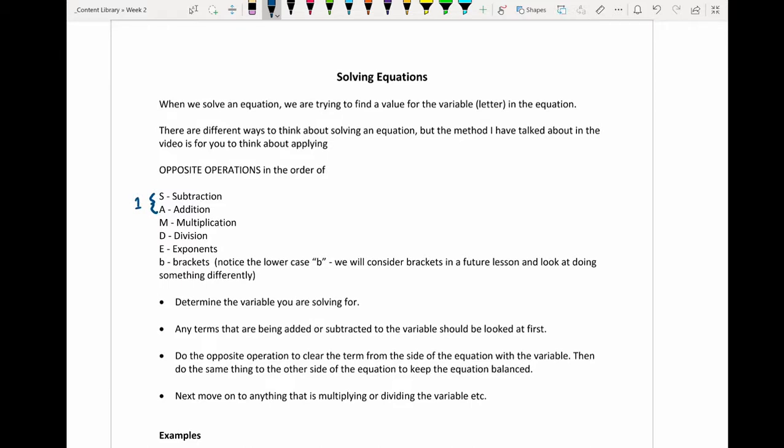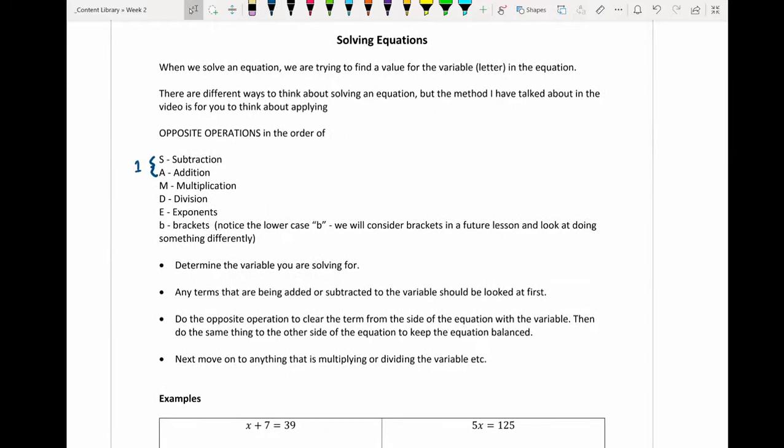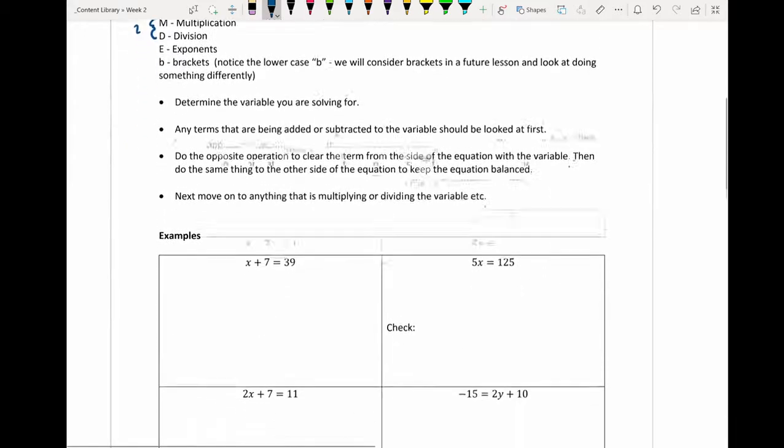Next, do the opposite operation to clear the term from the side of the equation with the variable. I'll walk through that in an example. When we do that, we have to do it to the other side of the equation as well. Think of it as a balance beam: what you do to one side, you do to the other. Because if you only do something to one side, you're shifting the balance, and it's not going to be the same as what it was. After we do that, next we move on to multiplying or dividing, because that's the second thing when we do the opposite operations. So I'm going to look at a couple of examples.